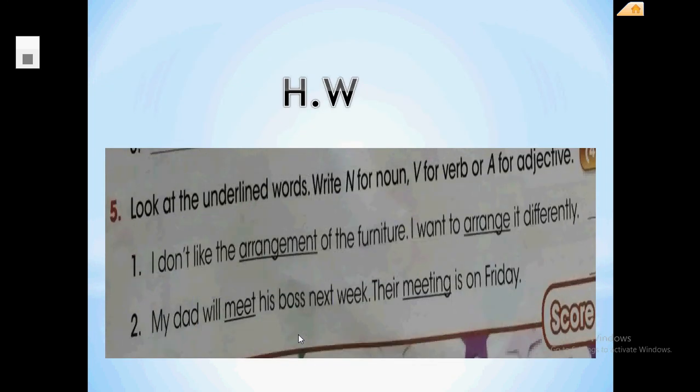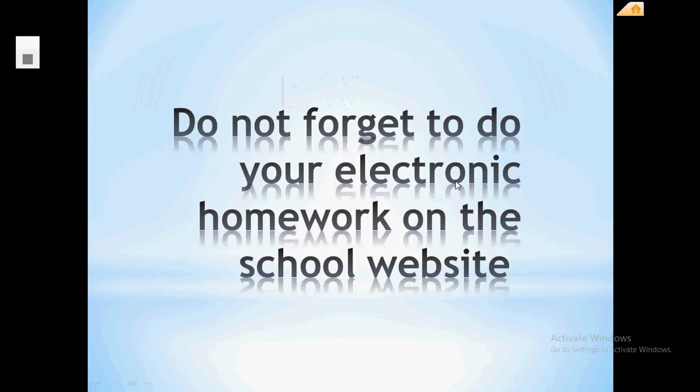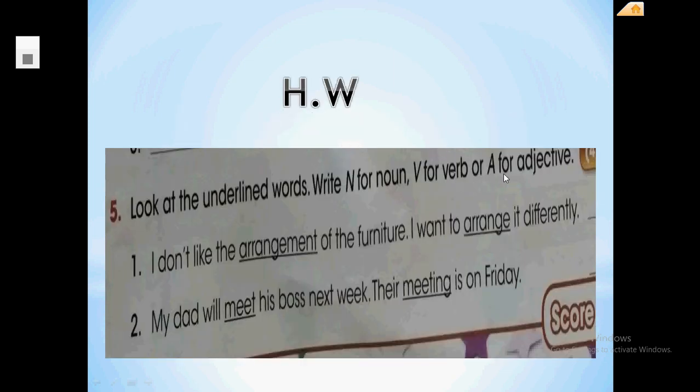Up to now, you are very good, guys. Your homework is exercise number 5 on the same page, page 98. Look at the underlined words. Write N if the word is a noun, V if the word is a verb, and A if the word is an adjective. These are the underlined words in the two sentences. If the word is a noun, I'll write N above it. If the word is a verb, I'll write V. If the word is an adjective, I'll write A.